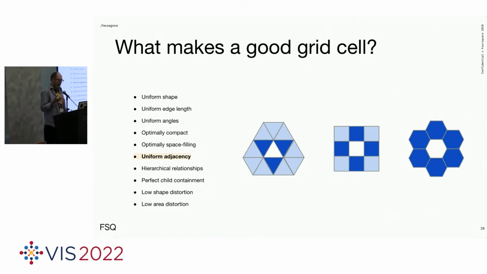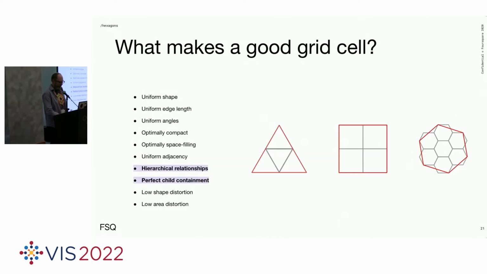When you look at squares, and even more so with triangles, you have 3 or 4 perfect neighbors, and then a set of other imperfect neighbors that probably still need to be considered as neighbors, but are not truly adjacent, side adjacent to the cell. And because of that, many of these algorithms have to treat those neighbors differently from the true neighbors that are side adjacent. You also want hierarchical relationships.